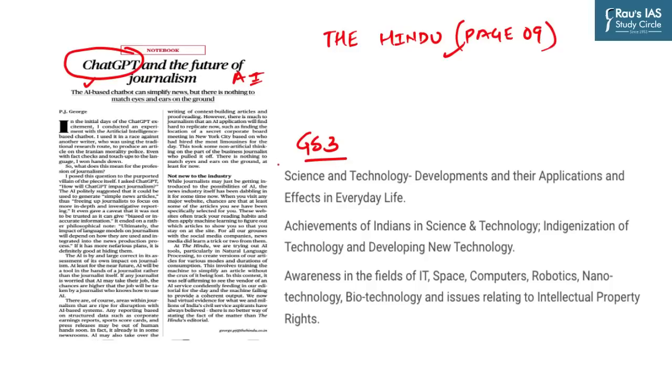Now this section is important as under the GS3 syllabus, UPSC has provided us with the science and technology section, which talks about developments and applications in the field of science and technology and their effect in everyday life. Through this article, we'll try to understand the meaning of AI and the impact of AI on everyday life.